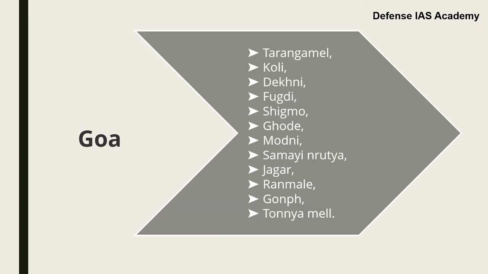Goa. In Goa you have Tarangamel, then Koli, Dekhni, Fugdi, Shigmo, Gothe, Modni, Samayi Nritya, Jagar, Ranmale, Gomf, Tonya Mail. Sorry if I have misread something. It's because of the regional differences, the pronunciation differs. So please pardon me if I have pronounced something wrongly.